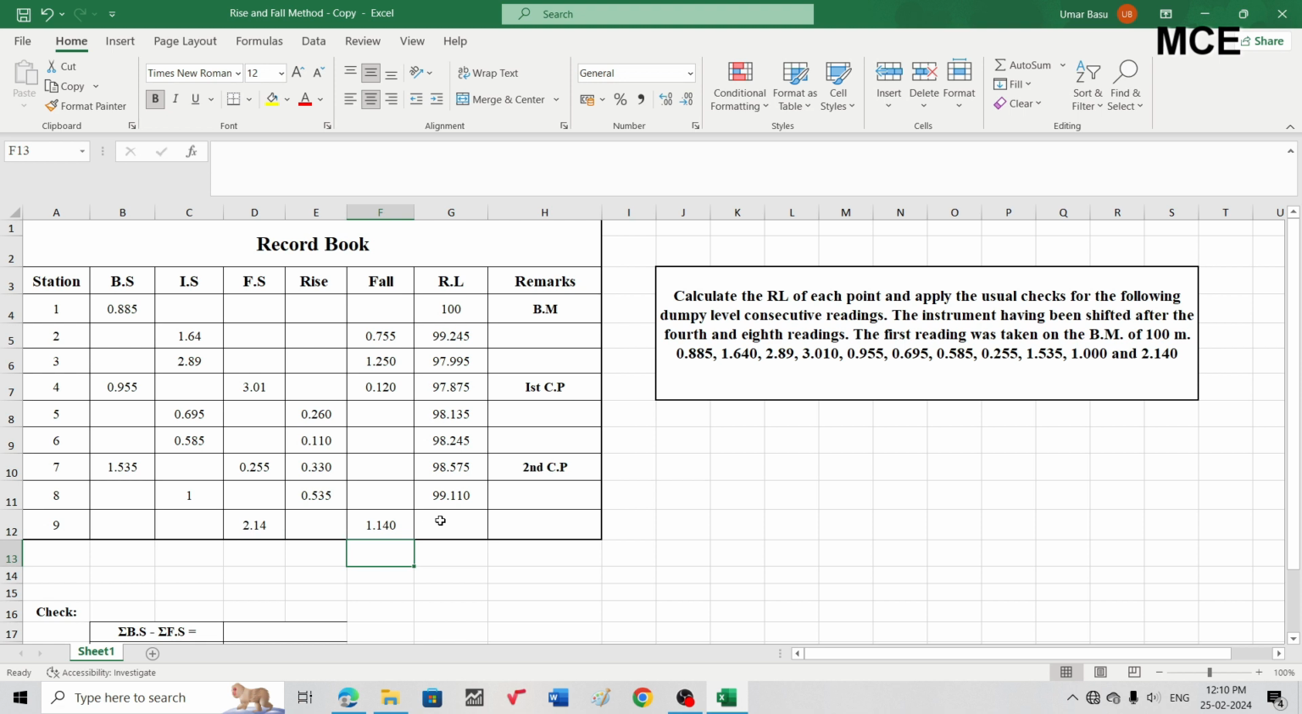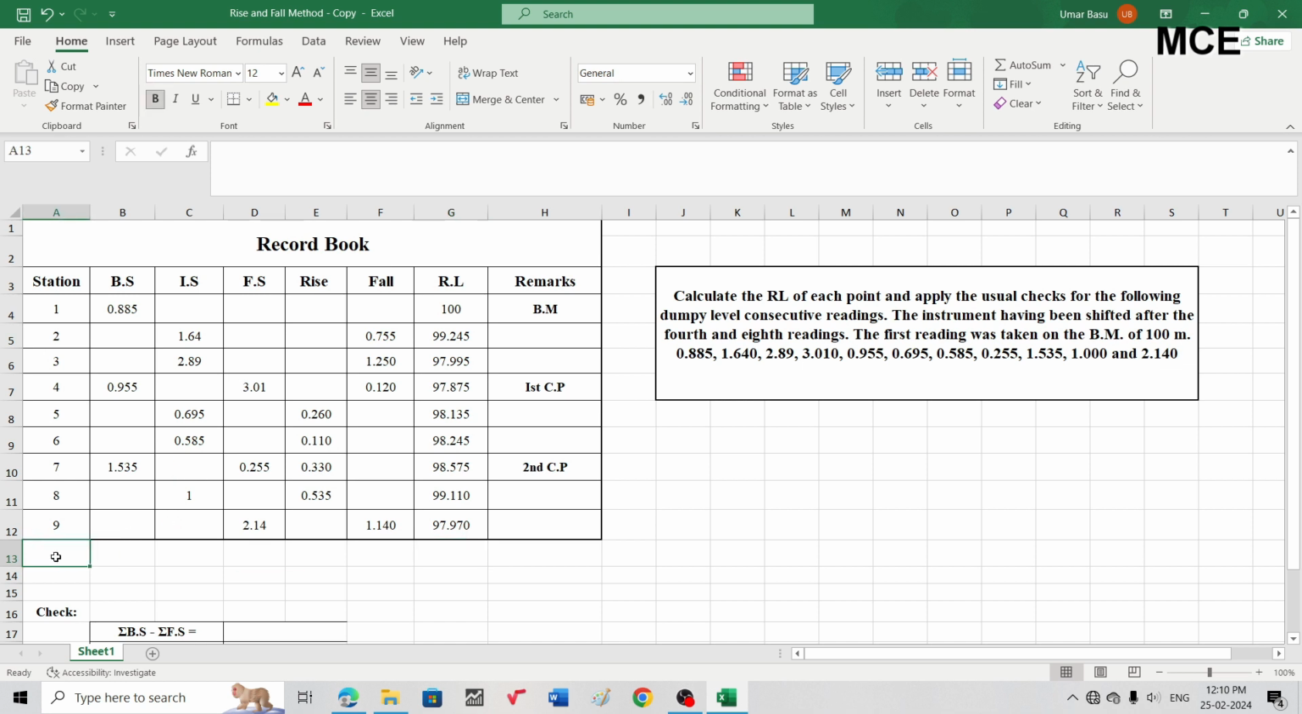And the reduced level at station 9 is the difference of the reduced level of the previous station, which is 99.110, and the fall from 8th station to the 9th station, which is 1.140. Okay, so this way you will get the reduced level of the station 9. Okay, so you have completed the table. Now it's time to check our calculations.